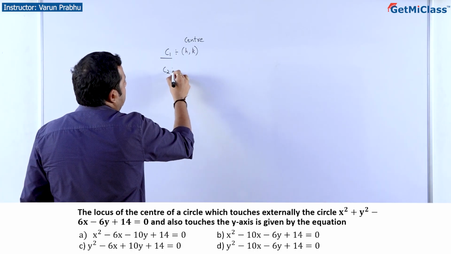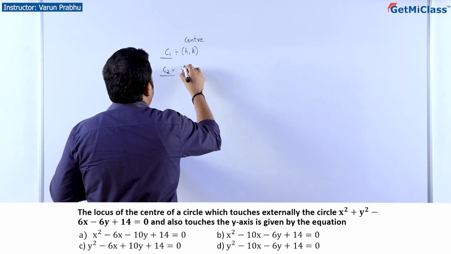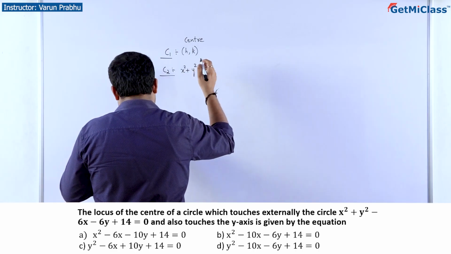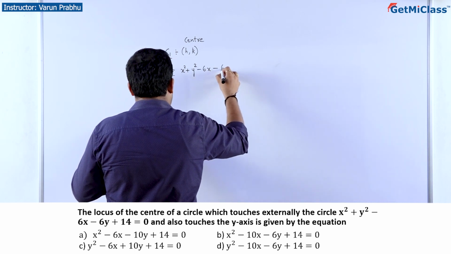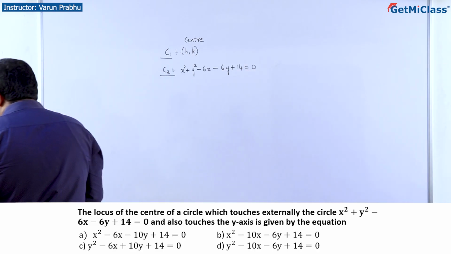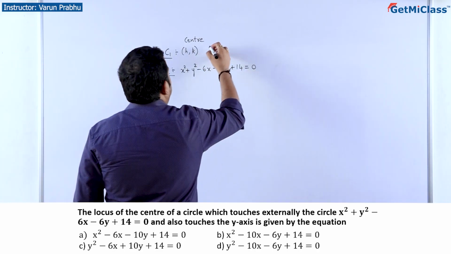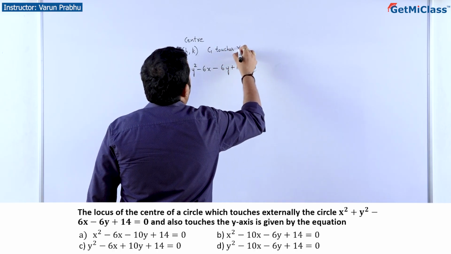Circle C2 is given in the problem as x square plus y square minus 6x minus 6y plus 14 is equal to 0. And it also touches the y axis. C1 touches y axis.